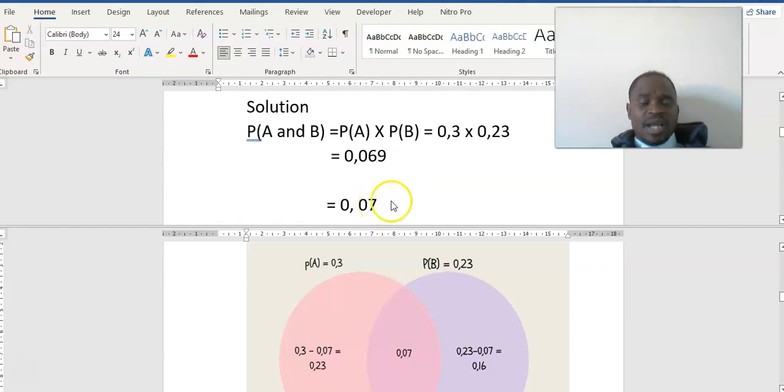Can you call this mutually exclusive? It cannot be, because the intersection is not equal to 0. A and B are not mutually exclusive, because the intersection is not equal to 0.